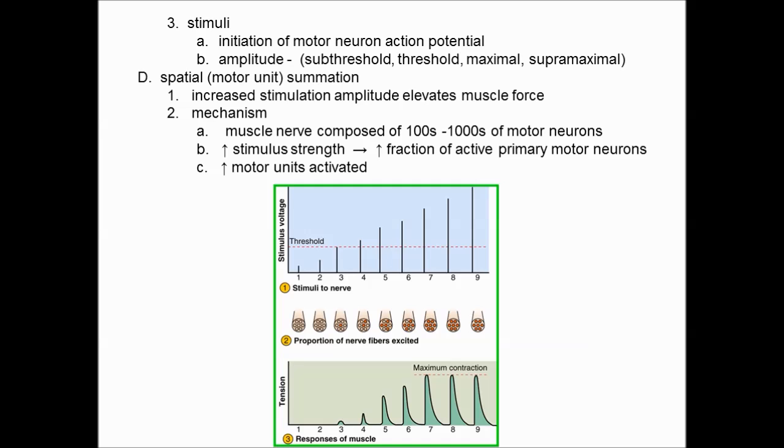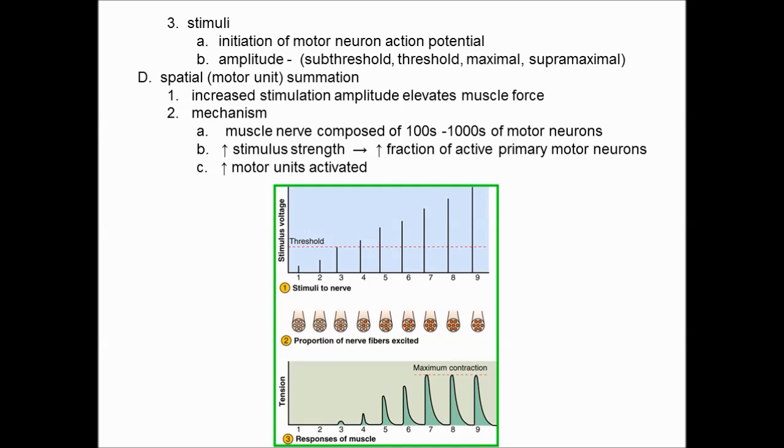Supermaximal is a term we sometimes use, which means that the voltage is above maximal. In other words, maximal is the amount of voltage that will activate every cell in that muscle. Any amplitude above that is called supermaximal because it's not effective in activating any more cells. This whole phenomenon is called spatial or motor unit summation, which means we're bringing in more and more cells in a given muscle and creating more force.